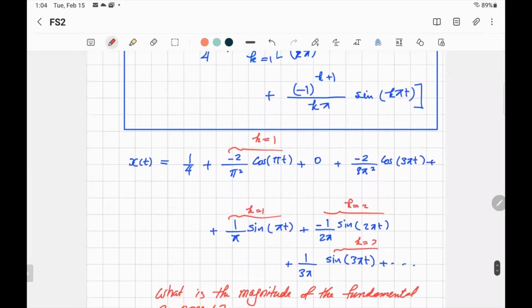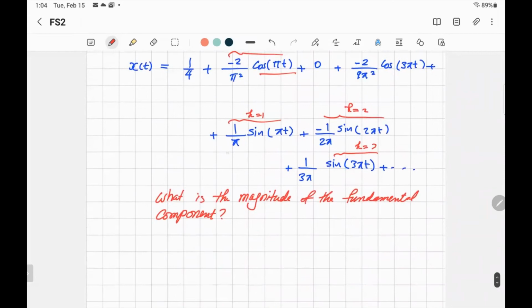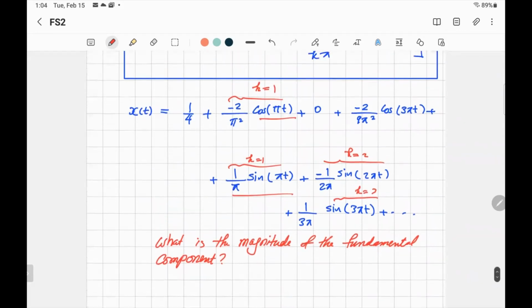So when you look here, you'll find you got -2 over pi squared cosine pi t, and you have 1 over pi sine pi t. Can you see it? So if it were multiple choice, I could give you that: -2 over pi squared, or 1 over pi, or what I'm going to do now.